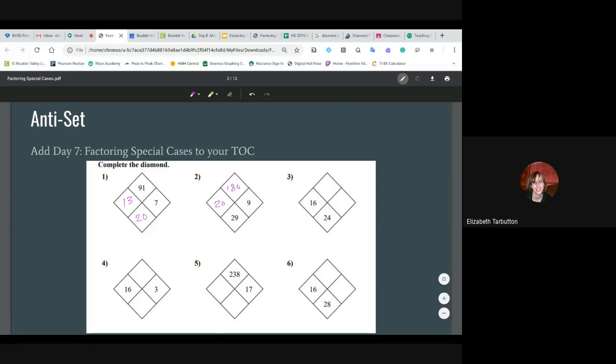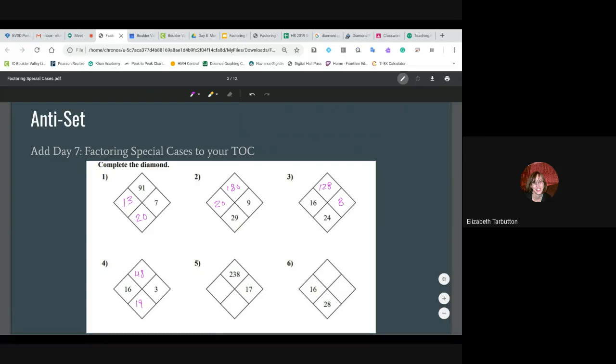Here, we're doing 16 plus something makes 24, so that's going to be 8. 8 times 16 is 120. No, that's 128. Sorry about that. Okay. 16 times 3 is 48. 16 plus 3 is 19.